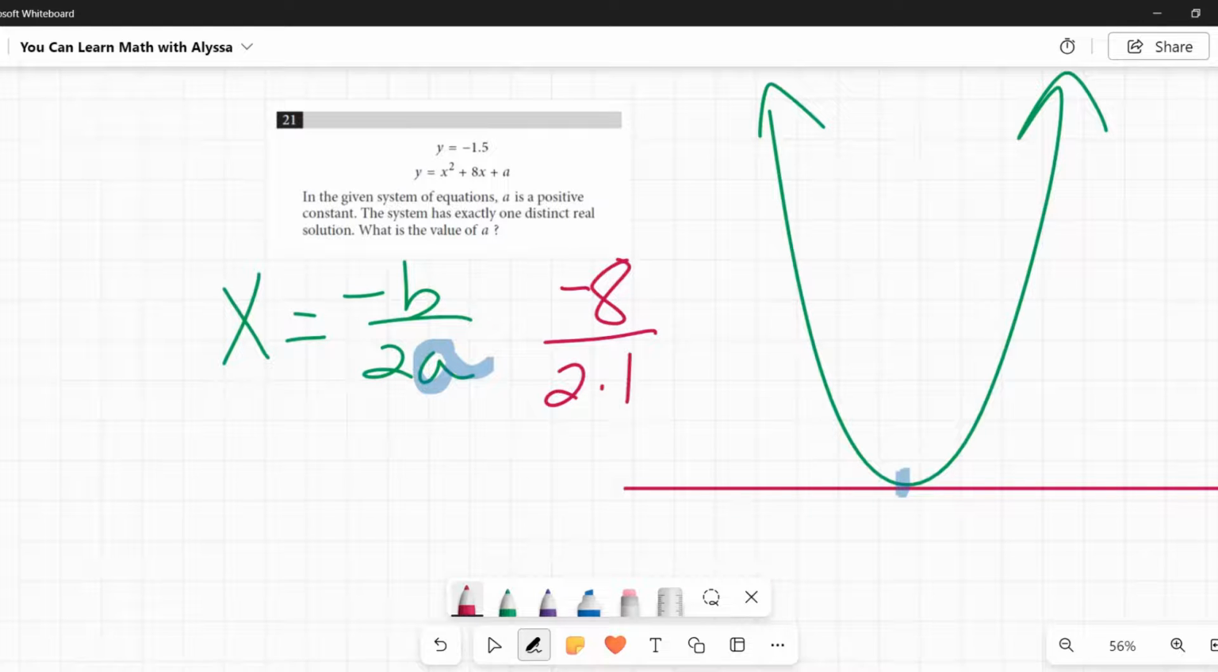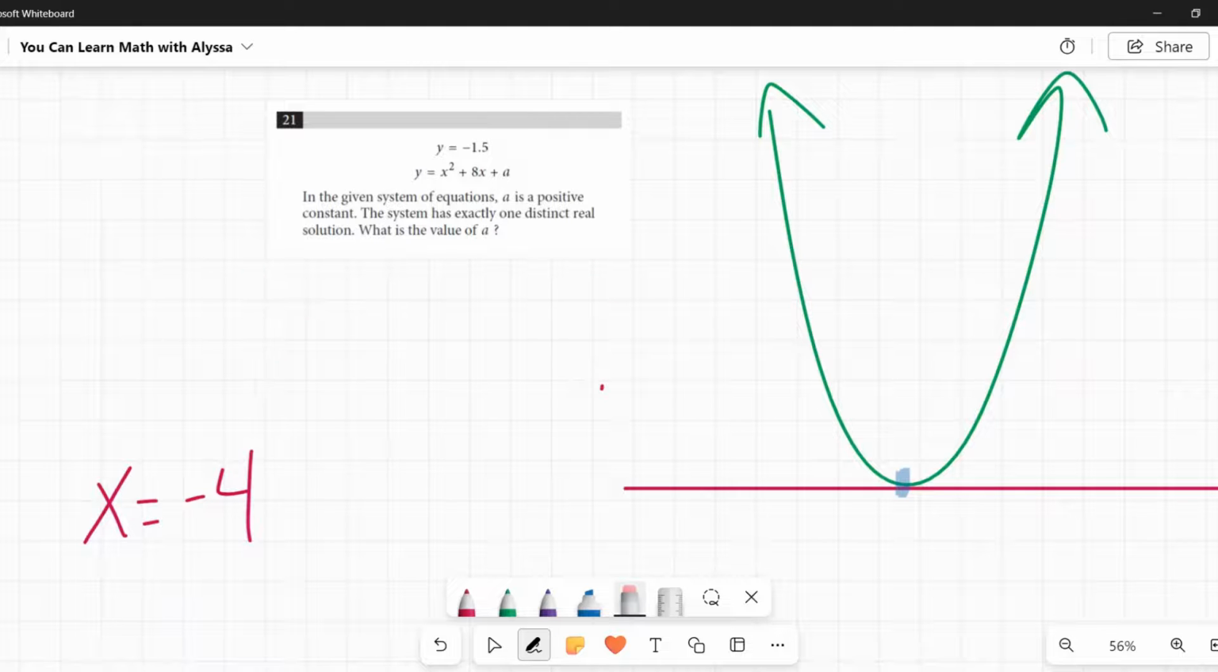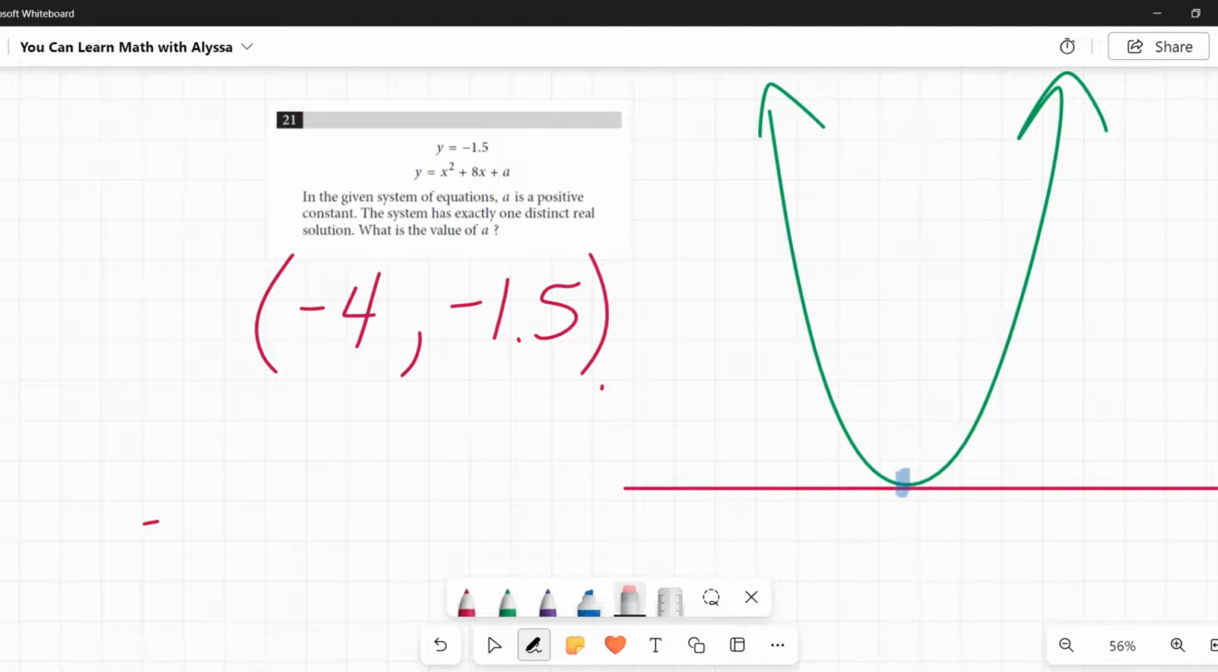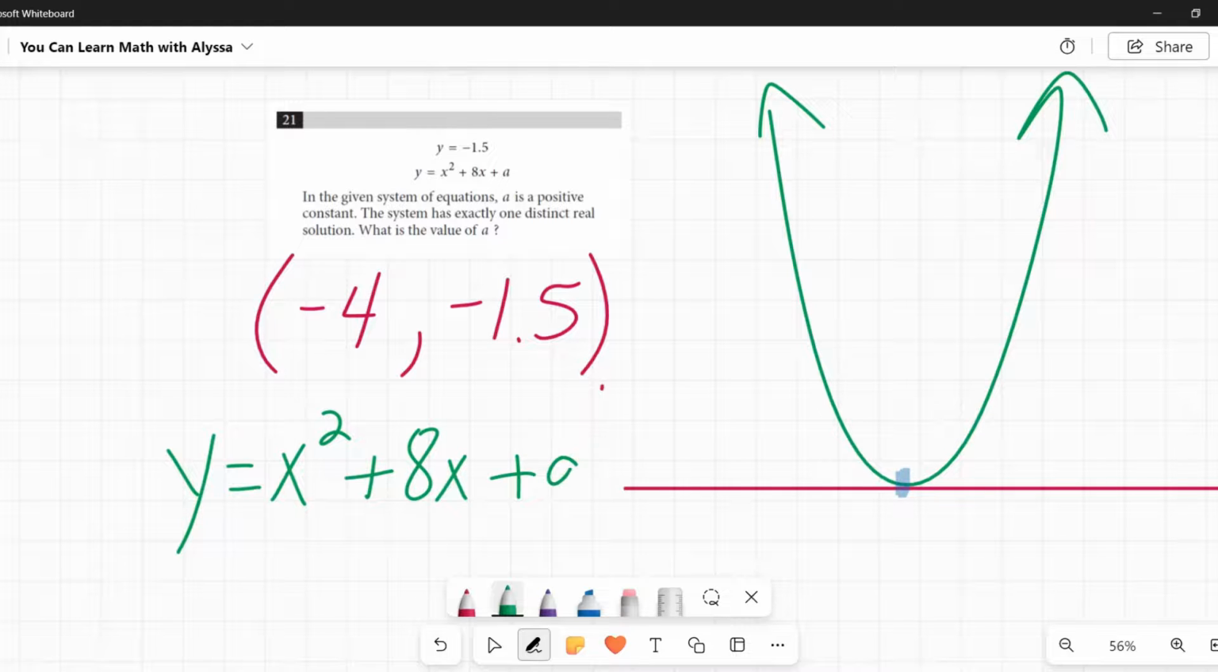So 2 times that a, 2 times 1, is 2. So negative 8 over 2. Negative 8 divided by 2 is negative 4. So x equals negative 4. Well, hey, we now know our vertex, right? Because we said we knew that the y needed to be negative 1.5, but we didn't know the x. Well, now we do. It's negative 4 and negative 1.5. That is the vertex for this parabola if it's going to have one solution with the line y equals negative 1.5. Okay, so now we have this equation, y equals x squared plus 8x plus a.